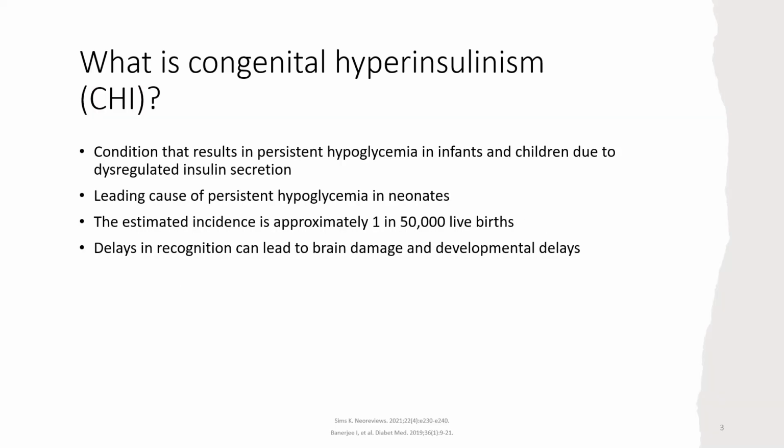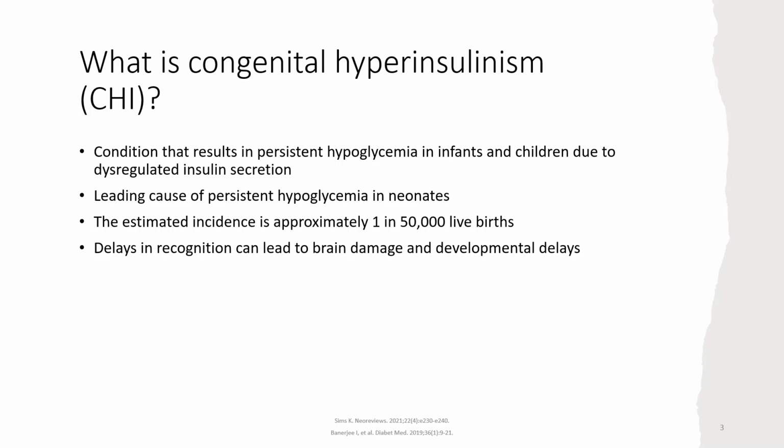So I will start with what is congenital hyperinsulinism, or CHI for short. It's essentially a condition that results in persistent hypoglycemia in infants and children due to dysregulated insulin secretion. It's currently the leading cause of persistent hypoglycemia in neonates, and its incidence is very rare. It approximately happens in 1 in 50,000 live births.